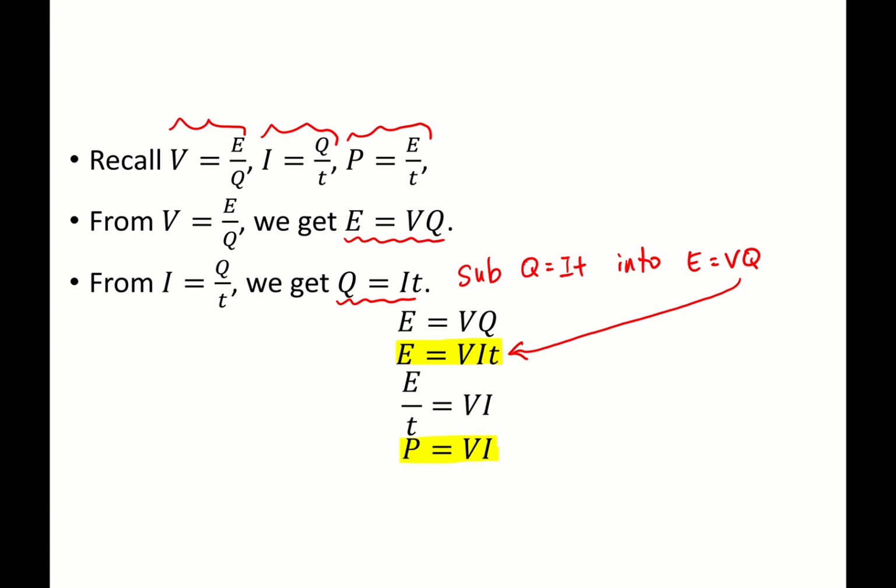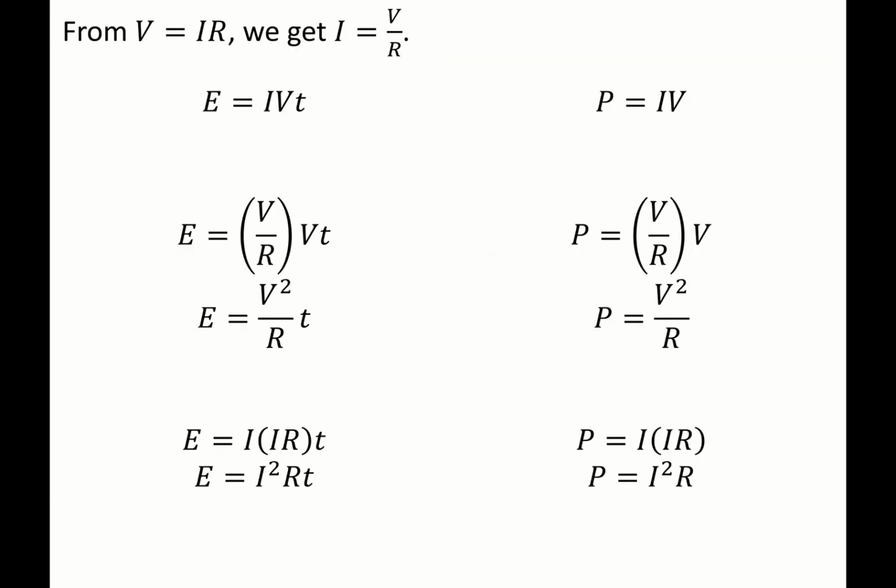Now, moving on from these two formulas, we're going to take these two formulas and derive other formulas. So we're going to take V equals IR and tweak it around. We get I equals V over R. So I'm going to call E equals IVT as equation 1, P equals IV as equation 2.